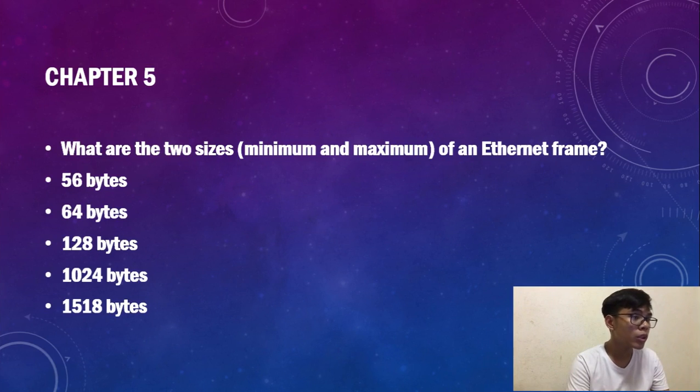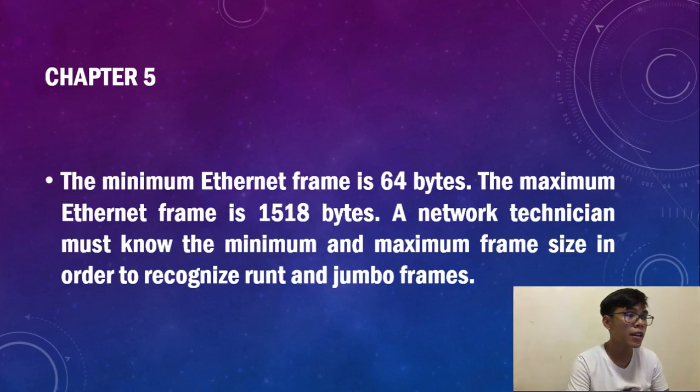What are the two sizes, the minimum and the maximum, of an Ethernet frame? So the answer for this is 64 bytes and 1580 bytes. Minimum Ethernet frame is 64 bytes and the maximum is 1580 bytes. So this is important because in order for us to recognize runt and jumbo frames.